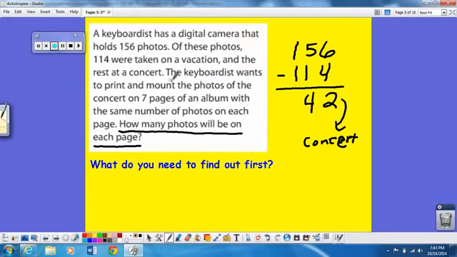Here's what the keyboardist wants to do. The keyboardist wants to print and mount the photos of the concert on 7 pages of an album with the same number of photos on each page. So here's our problem. If I know I have 42 photos from the concert, and I'm going to divide those photos among 7 pages, look how easy it is to find our answer. So in this problem, our hidden question was, how many photos were taken at the concert? We had to do that first before we could divide those photos out onto 7 pages.